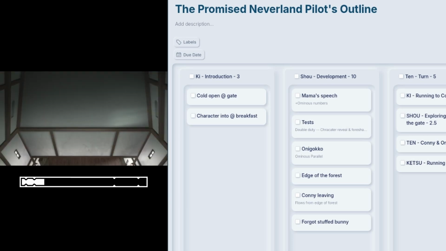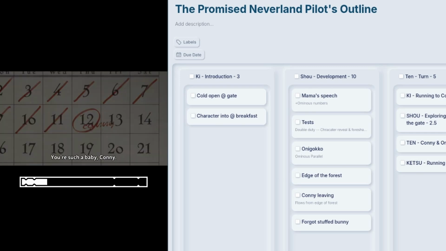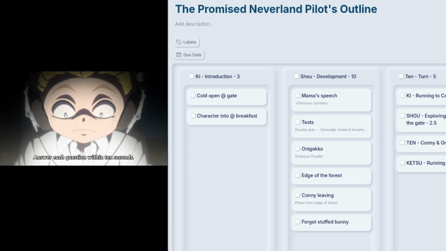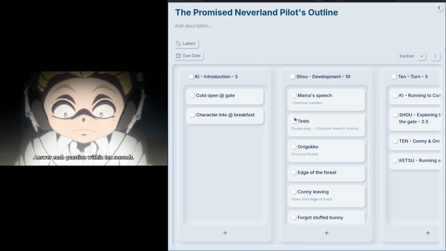We're going to have the tests. Yeah. And in the tests here, we get, I wrote here double duty, but it's more like triple or quadruple duty. Because look, we have character development and revelation where we know how smart everyone is. We get foreshadowing to the importance of the test, or to the role of the kids who are successful in the test.